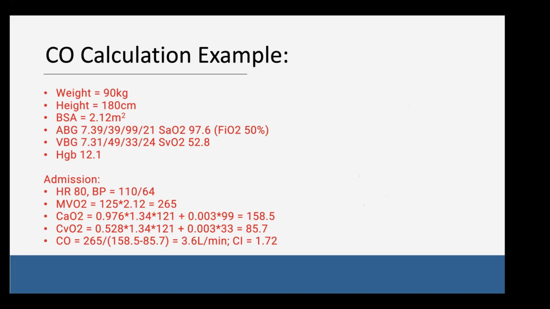So does anybody else need any clarification here with calculation of the oxygen consumption, oxygen content, arterial and venous? Basically, these are already known equations where these have been inputted, and the calculation of the cardiac output uses a division of the oxygen consumption by the arterial venous difference in oxygen content.